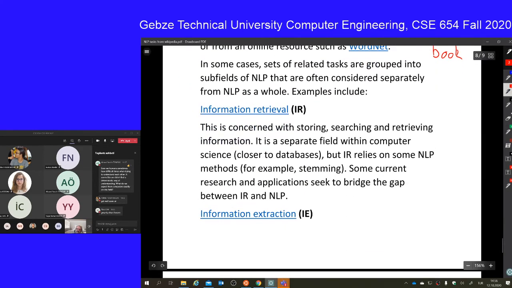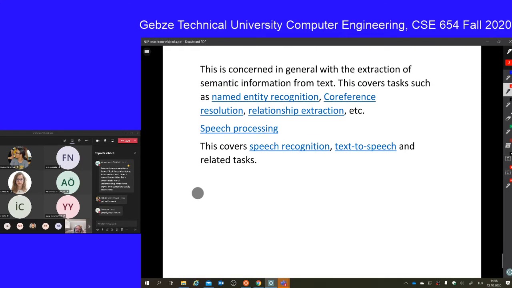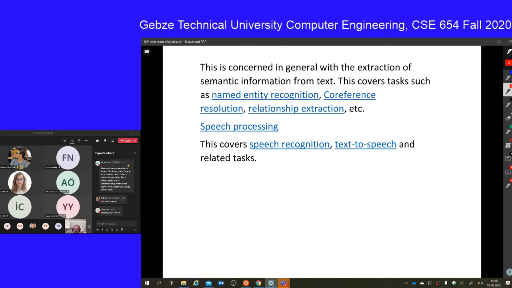Information retrieval, actually, it's a separate field of computer science, and it has a relationship to natural language processing. You have a database, and you are trying to retrieve some data out of that database using NLP techniques. And related to information retrieval, we have information extraction. Okay, so these are some of the popular examples of natural language processing problems.